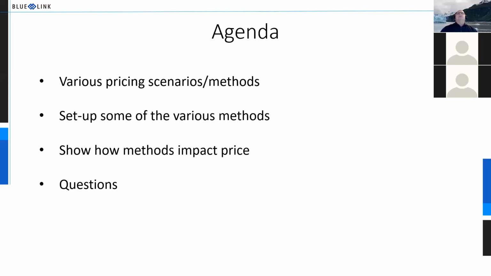Before we go any further, I'm going to switch my screen to Blue Link. Hopefully everybody can see Blue Link. Sam, if you can't, just let me know. We're going to start off by talking about some of the different prices that can be set up in the system. I'm in the inventory maintenance screen. Most of the pricing can be set up in here.